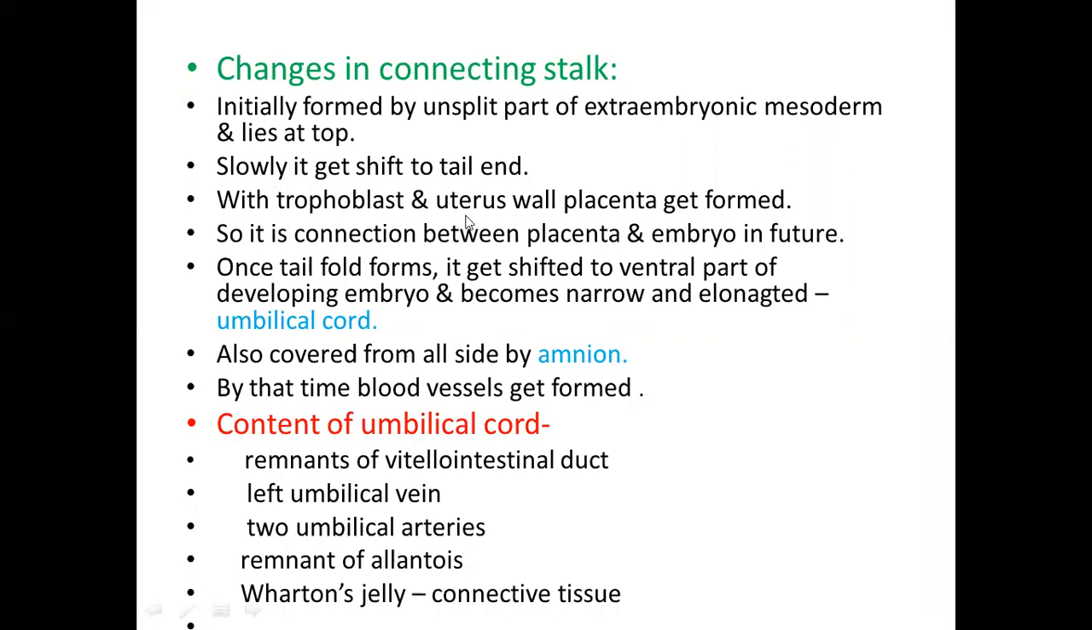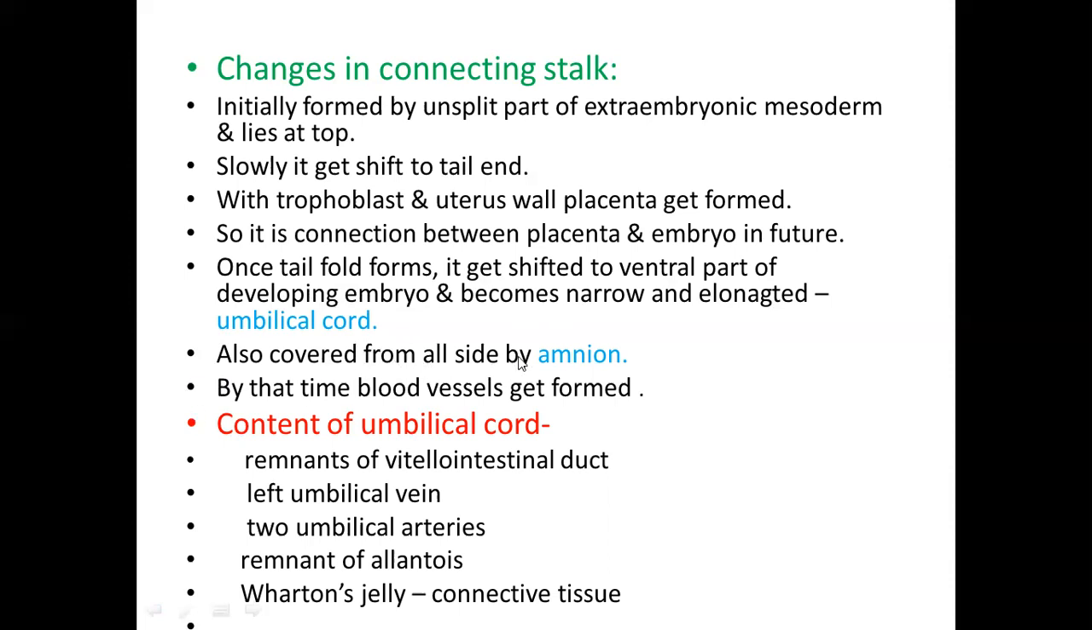With the trophoblast and uterus wall, the placenta gets formed. In between, as all these changes take place, the placenta gets formed. So it is a connection between the placenta and the embryo in the future. This connecting stalk, once the tail fold forms, gets shifted to the ventral, meaning anterior, part of the developing embryo and becomes narrow and elongated, and this is called the umbilical cord.